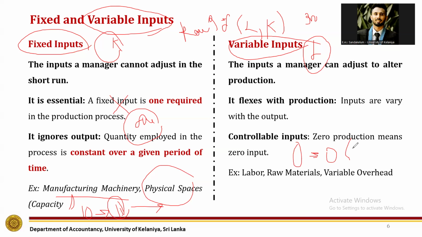So that means relating to the variable inputs, as a manager, you can adjust within the organization. We can adjust within the production process. We call these the variable inputs. So the variable means if it is a direct raw material, if it is direct labor, if it is a variable overhead, everything changes with your production requirement.